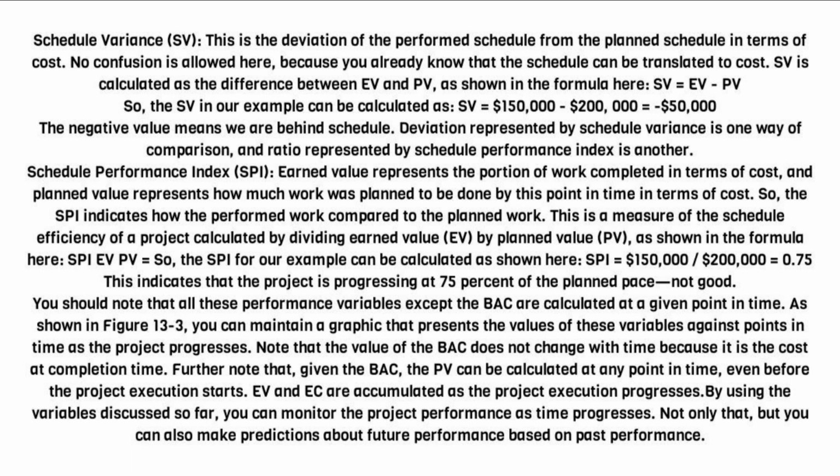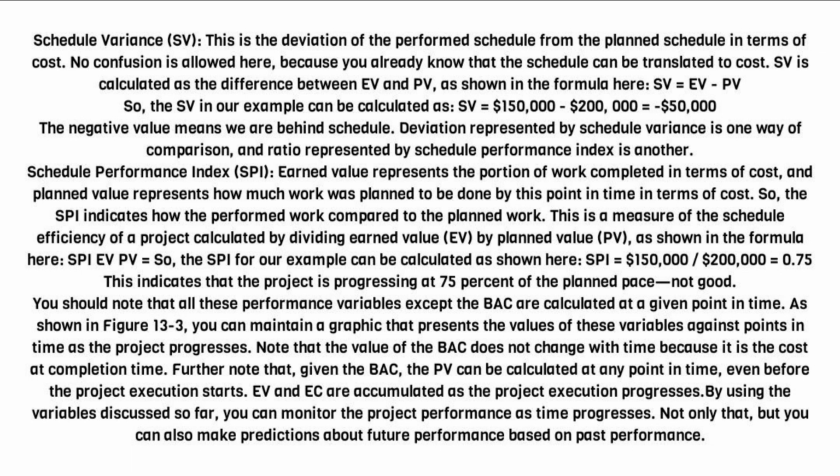Deviation represented by schedule variance is one way of comparison, and ratio represented by schedule performance index is another. Schedule Performance Index, SPI. Earned value represents the portion of work completed in terms of cost, and planned value represents how much work was planned to be done by this point in time in terms of cost. So, the SPI indicates how the performed work compared to the planned work.